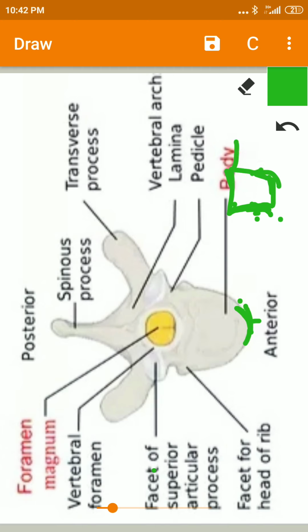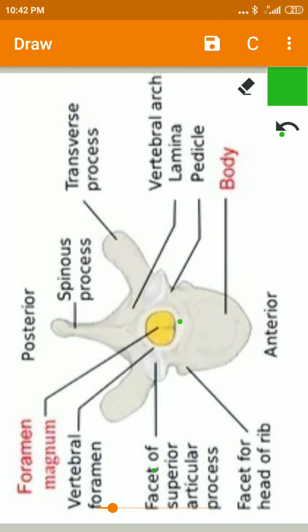So here is the pedicle. From side to side it is convex, from above downwards it has some concavity. Now the anterior surface also bears small openings for the passage of veins.